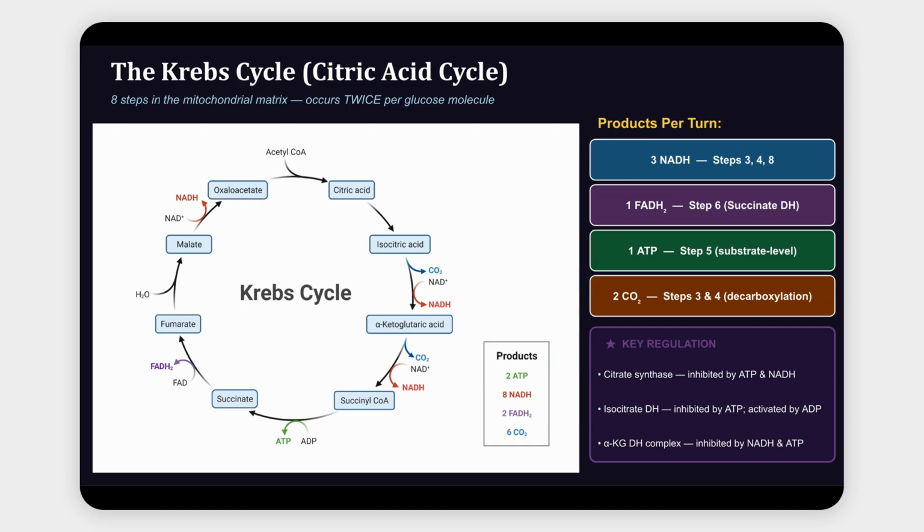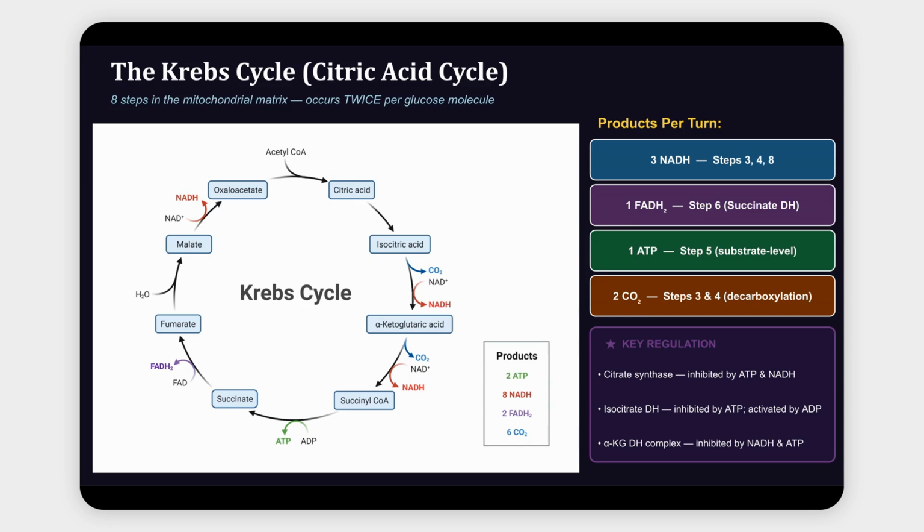What does this give us? Per turn of the cycle, we are going to have 3 NADH, 1 FADH2, 1 ATP, and 2 carbon dioxide molecules. But per glucose, we are going to double that number. So we shall have 6 NADH, 2 FADH2, 2 ATP, and 4 carbon dioxide molecules. These electron carriers, the NADH and FADH2, now carry their captured electrons to the final and most productive stage of respiration.